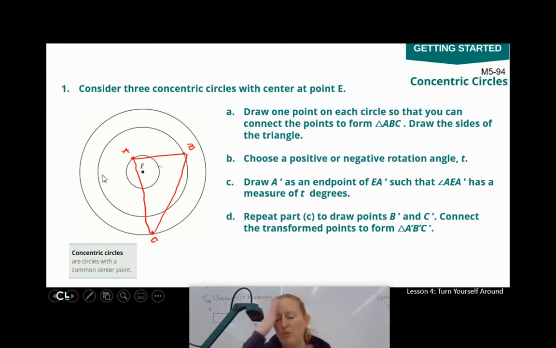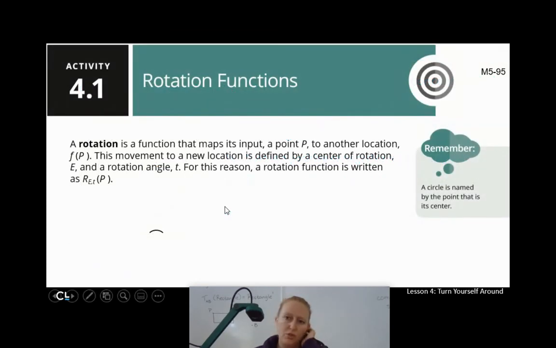So it kind of helps my brain to think of it as a circle that's going around, and these points are all moving the same number of degrees around the circle. If you go over to page 95, we're going to play with this a little bit. A rotation is a function that maps its input, some point P, to another location.